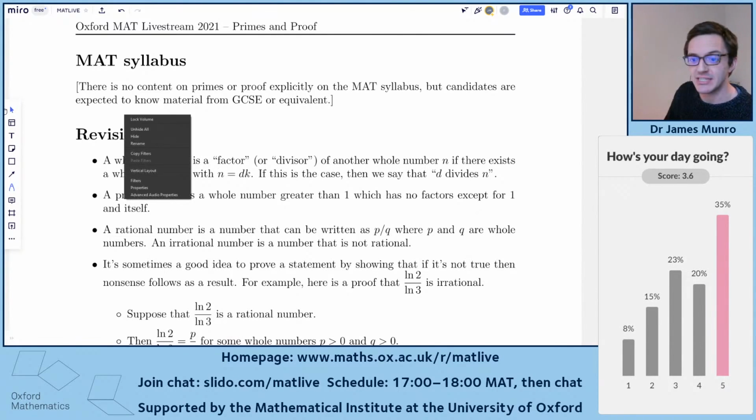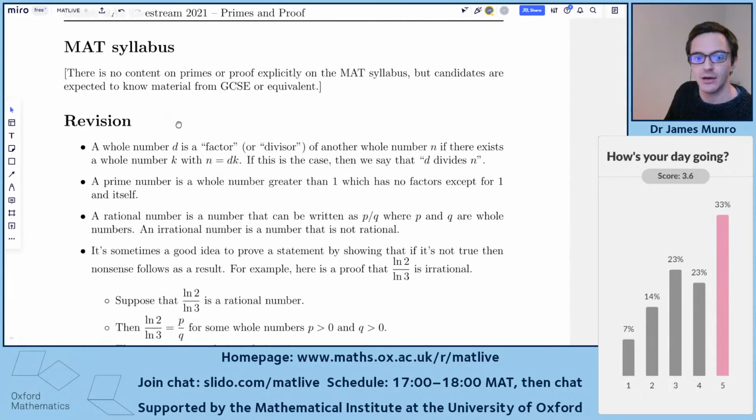On screen at the moment is the maths that we're going to be talking about today. Oh, I might have done something weird to the volume there. Who knows?